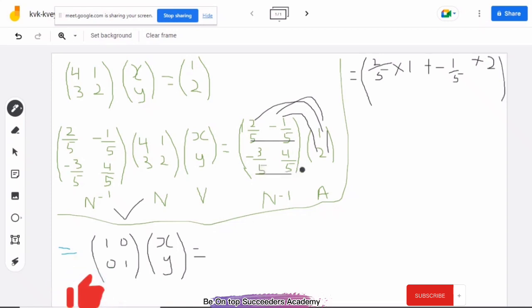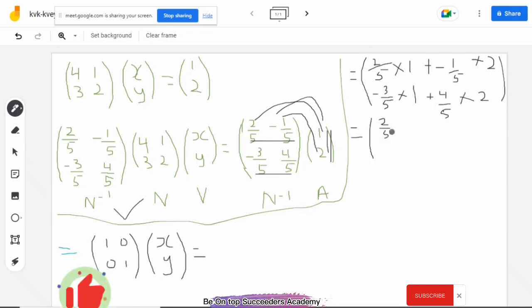Then row by column again. So the second row by the only column, -3/5 by 1, add 4/5 by 2. And then we simplify to find our final answer.